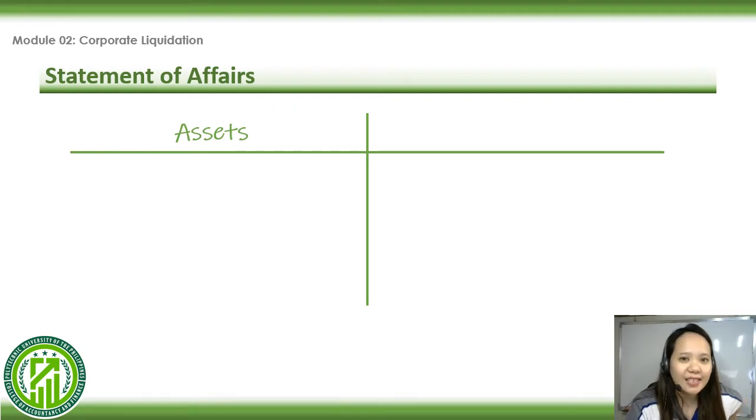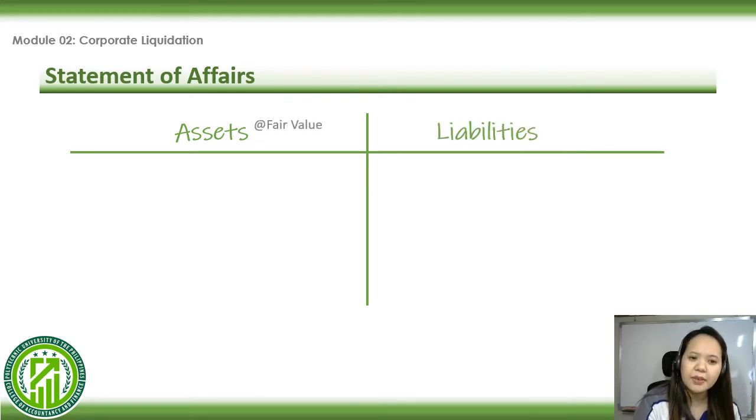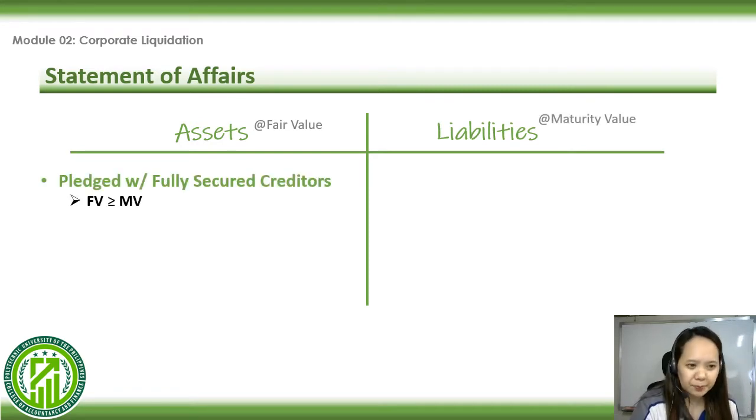For the assets, di ba, usually book value lang tayo including liabilities. Pero since hindi ka na nga going concern dito, you have a liquidating concern point of view. So, your assets should be stated at fair value or the recoverable value. And then the liabilities should be at maturity value. And then, yung classification mo ng assets, hindi na siya yung current, non-current.